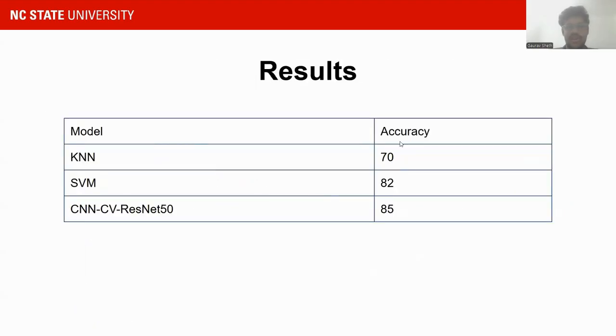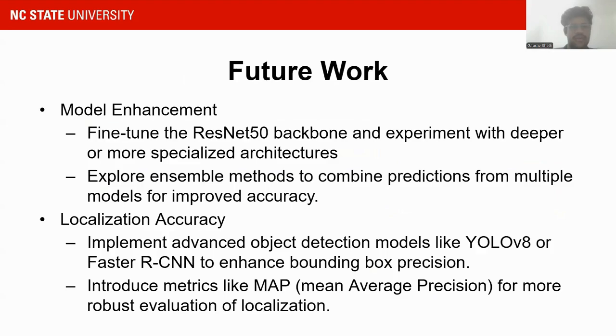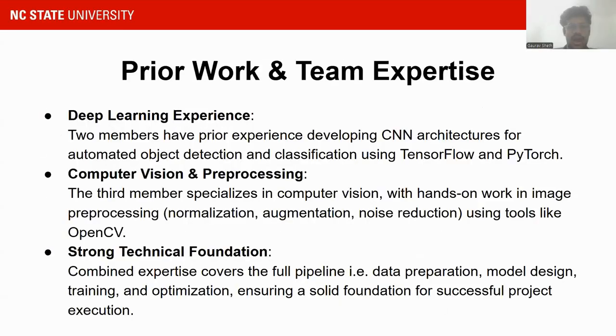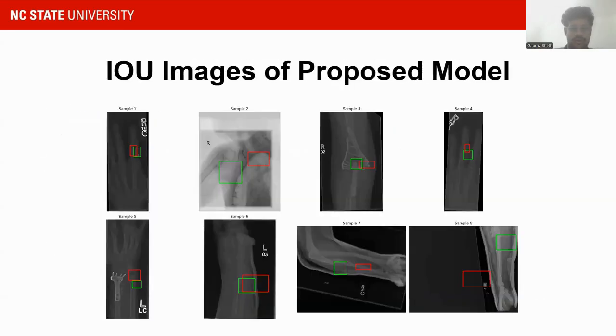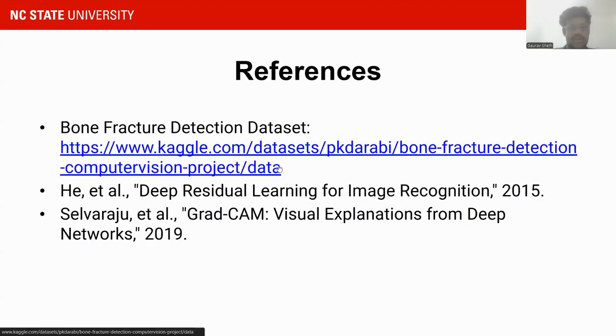And these are our results. KNN we got a fair accuracy of 70%, SVM 82%, and for the ResNet 50 transfer learning model we got 85%. I think that concludes our model. We still need to work further on fine-tuning our ResNet 50 model and explore some other ensemble methods available. We also need to work on improving the IOUs and the localization of the fracture within the image. And these are our references: the dataset, and some papers that we referred to which use KNN, SVM, and transfer learning ideas and how we can pursue that.